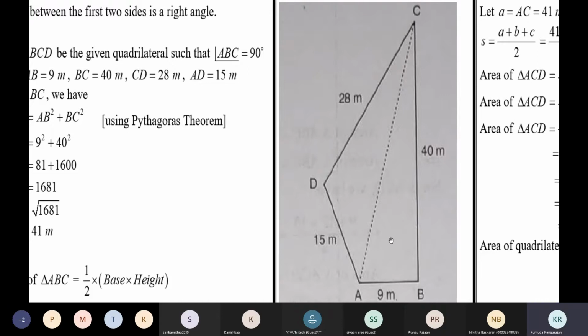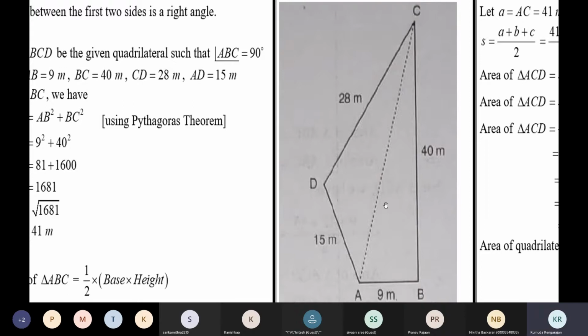Here you can see it proportionately, because AB is 9, BC is 40, then CD is 28 and AD is 15. I told you you'll have to take the sides in order. AB is 9. BC is 40. AB and BC include a right angle. Then CD is 28. AD is 15.